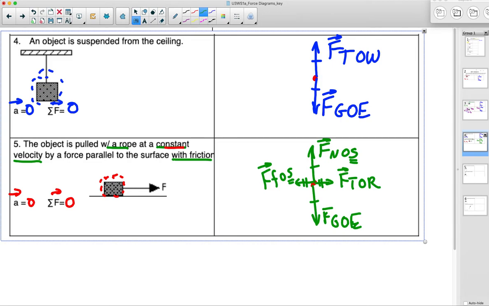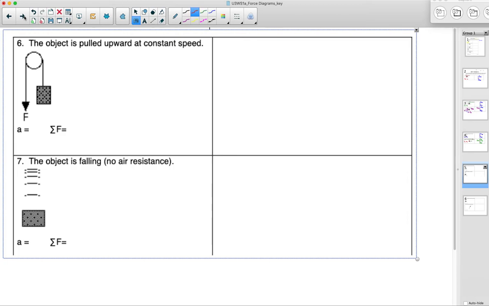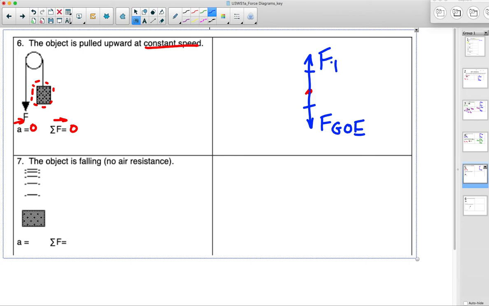Let's keep this cranking. We got problem number 6. Define the system as the object. It is pulled up at a constant speed, which means the velocity is not changing, so the acceleration is 0 and the net force is 0. Define the system with the dotted line, and we put the center of mass over here. Again, we got force of gravity on the object by the Earth, and the upward force the same size, force of tension on the object by the string. I'm going to call it a rope, and those have to be balanced.